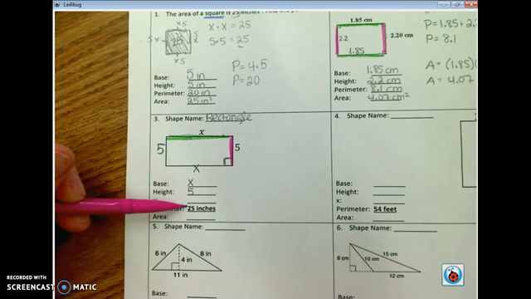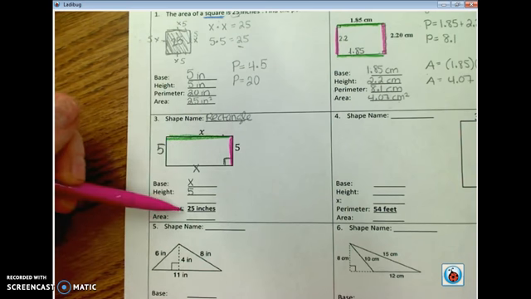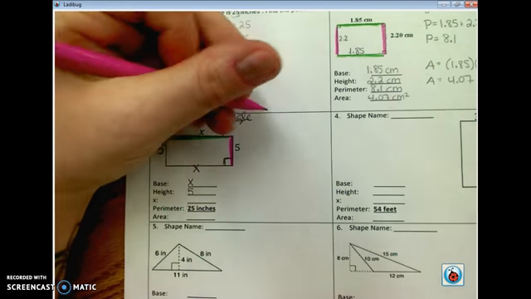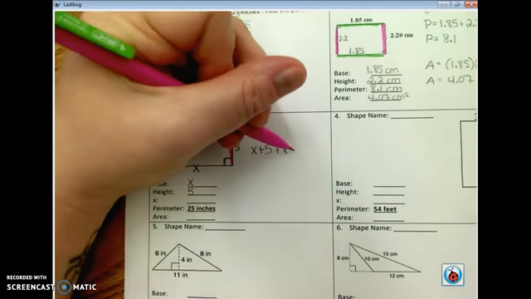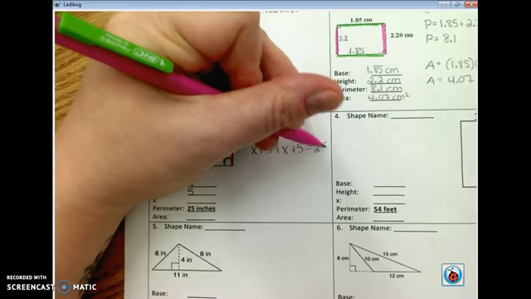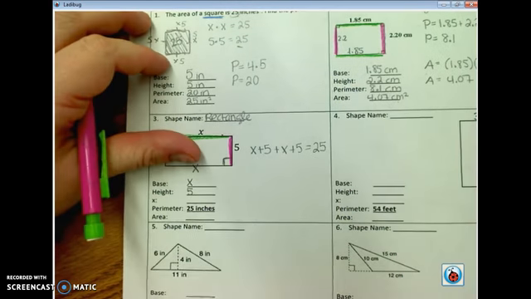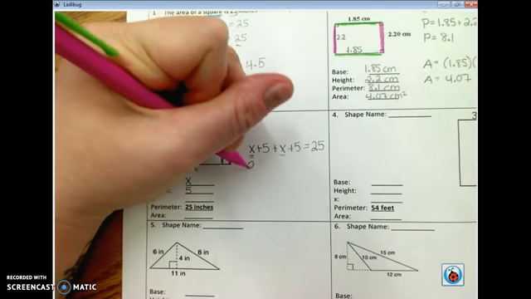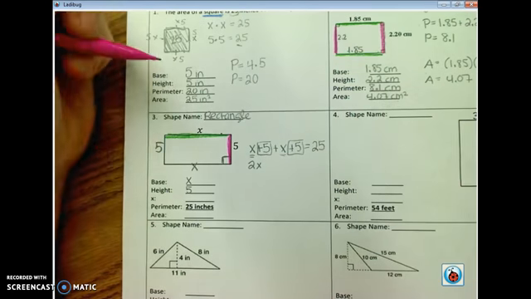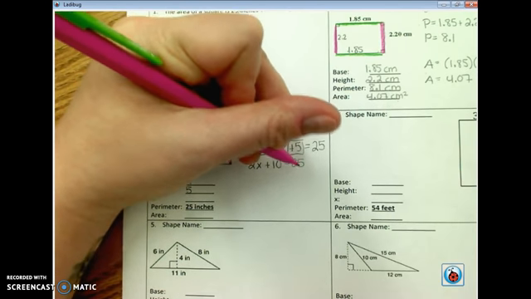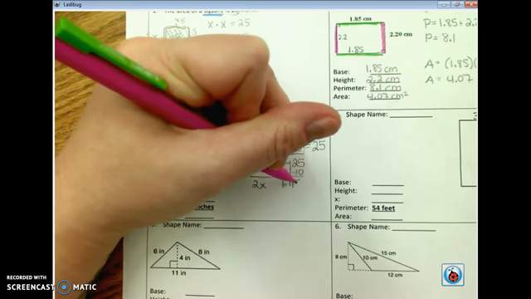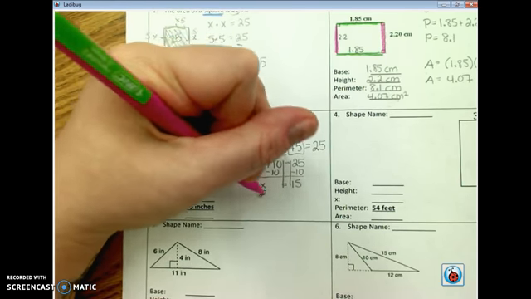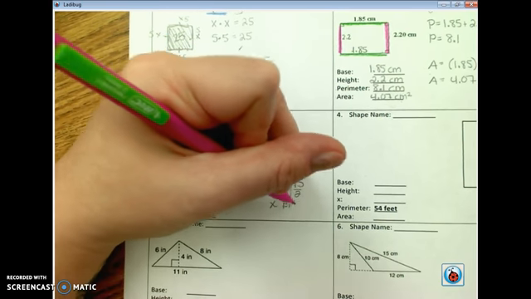I've been given the perimeter is 25 inches. So, well, what does that mean? Well, perimeter means that if I add up all the sides, I will get 25. So let's turn that into an equation. X plus 5, then I've got another side length of X, and then another side length of 5. If I add all those up, I'm supposed to get 25 inches. So now I can go ahead and solve my equation. Combine like terms. I get 2x, and I got my constants there, plus 10 equals 25. Subtract 10 from both sides. 2x equals 15. To undo multiplying, I'm going to divide both sides by 2, and I get x is equal to 7.5.